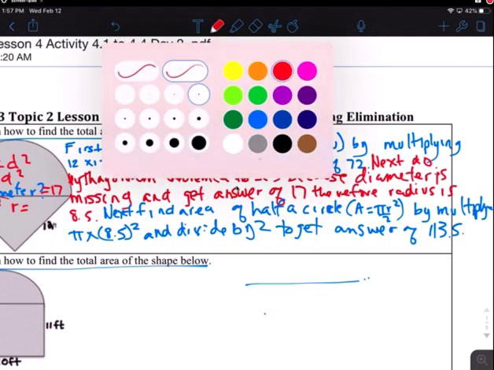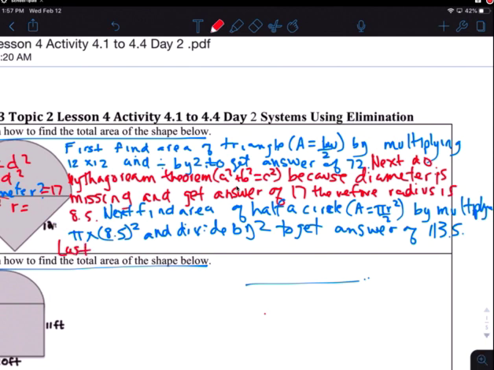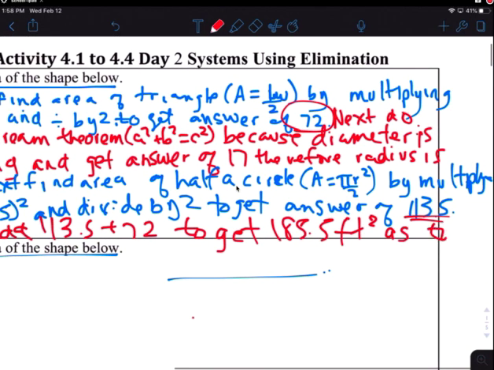Last, add 113.5 with this 72. Add 113.5 plus 72, to get 185.5 feet squared as the total area.